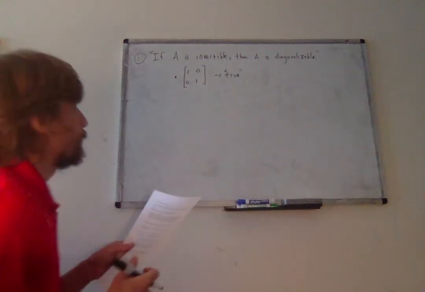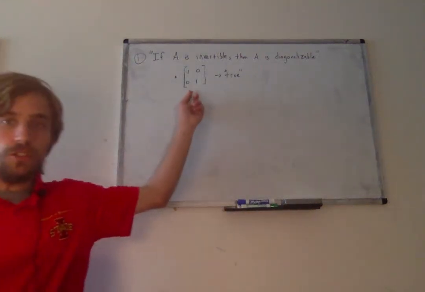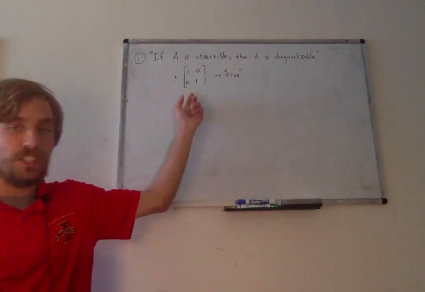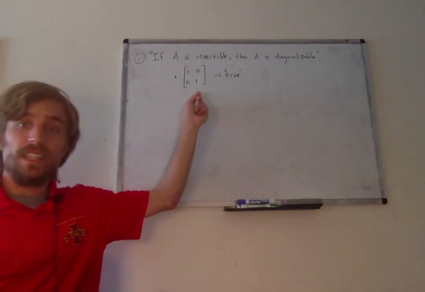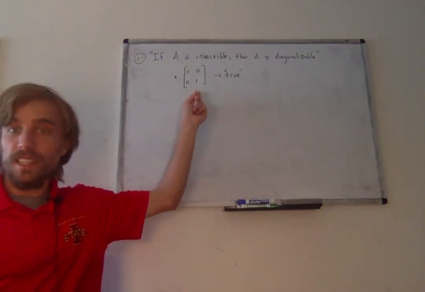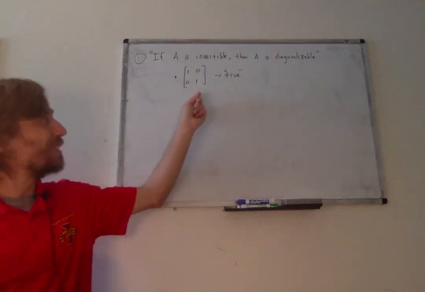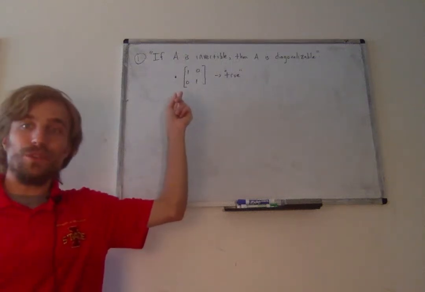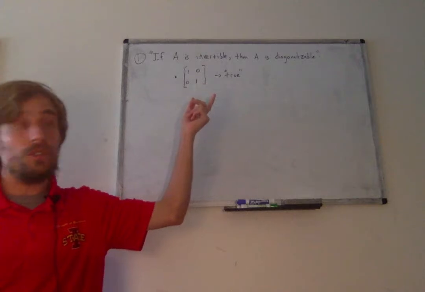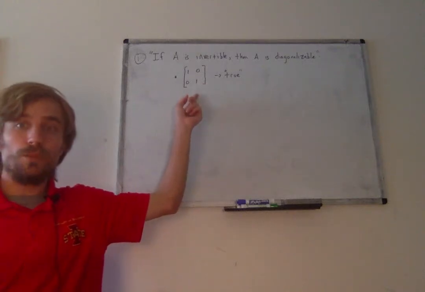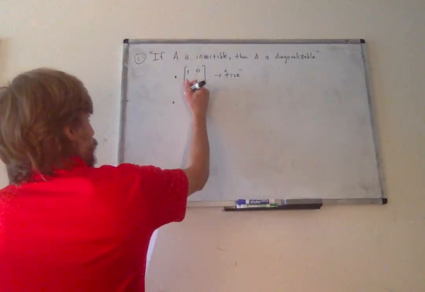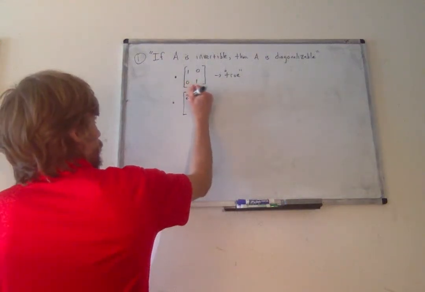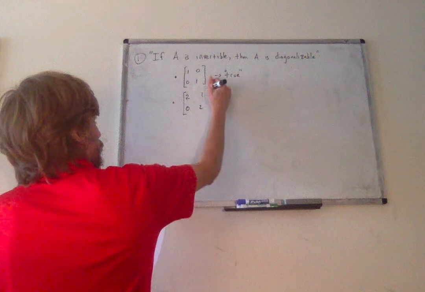So notice, if I just look at the identity matrix, it's kind of cheating in a way, but it works. This matrix is technically diagonalizable because it is itself a diagonal matrix, and it is also invertible because it is its own inverse. And so this is a matrix that is both invertible and diagonalizable, but I think we've actually seen this matrix here.